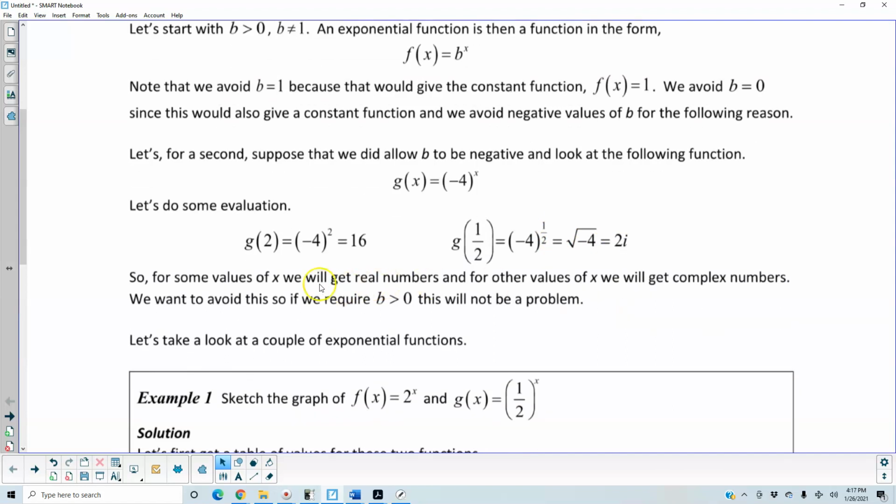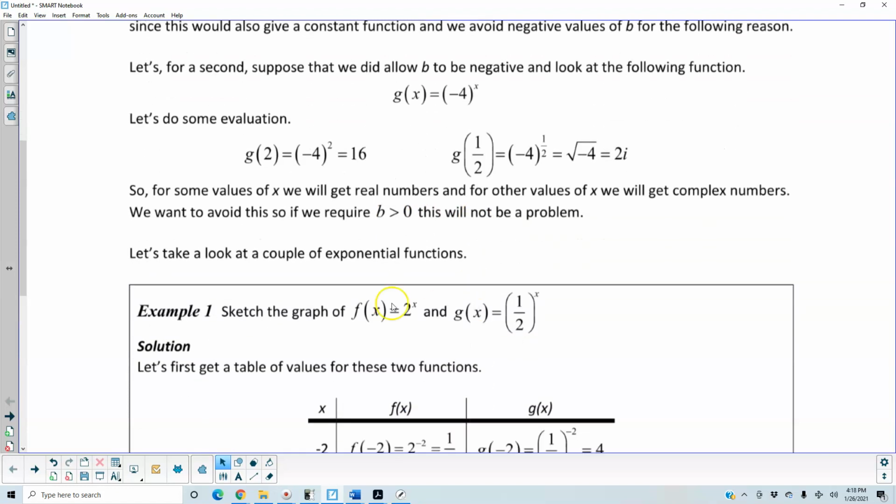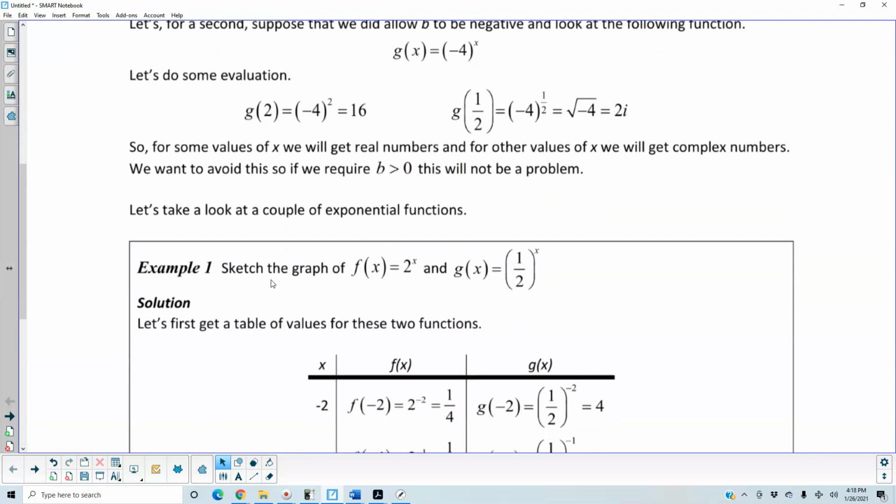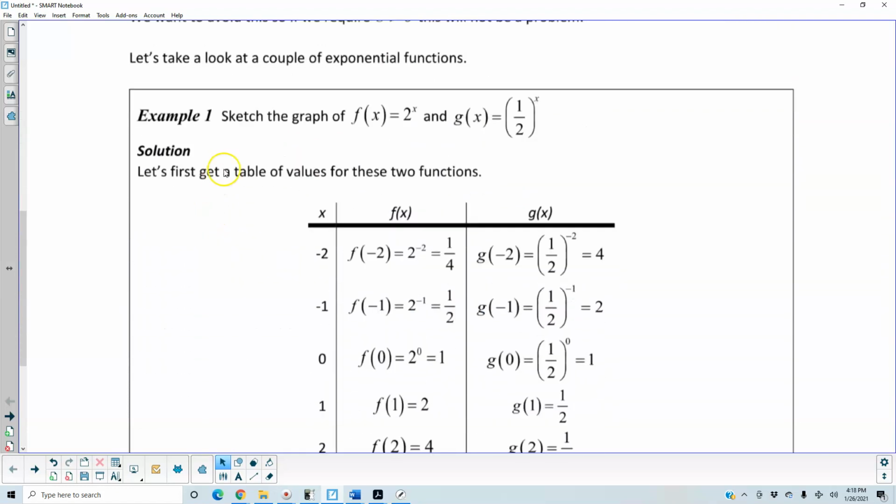So for some values of x, we will get real numbers, and for other values of x, we will get complex numbers. So we want to avoid this, so if we require b to be greater than 0, this will not be a problem. Now let's take a look at a couple of exponential functions. Example 1, we're going to sketch the graph of f of x equals 2 to the x, and g of x equals 1/2 to the x.